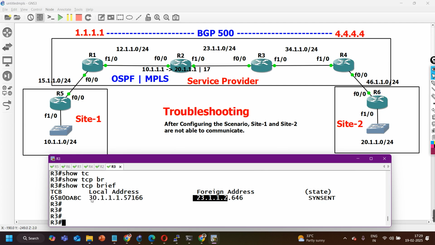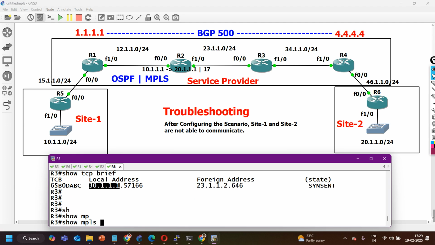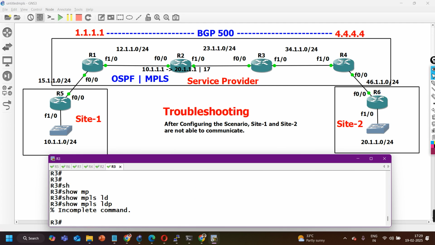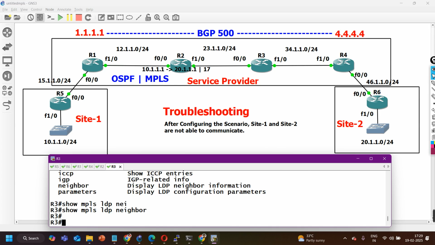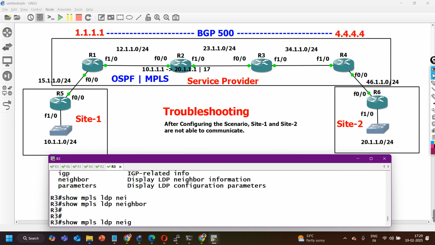using its own IP address, what? 30.1.1.1. The LDP router ID of router 3 is 30.1.1.1. So show MPLS LDP neighbor, and here we can say the neighbor is not there, we already verified that.